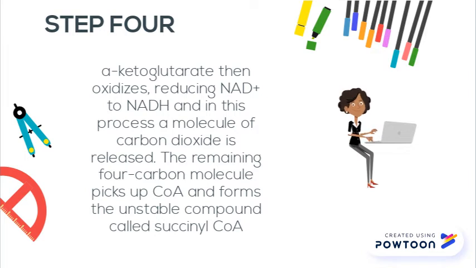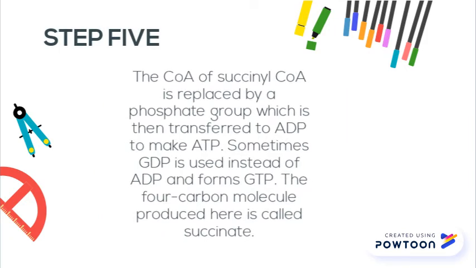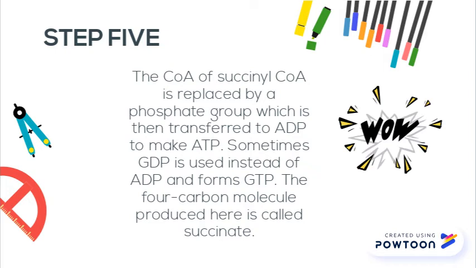The remaining 4-carbon molecule picks up CoA and forms the unstable compound called succinyl CoA. The CoA of succinyl CoA is replaced by a phosphate group, which is then transferred to ADP to make ATP. Sometimes GDP is used instead of ADP and forms GTP. The 4-carbon molecule produced here is called succinate.